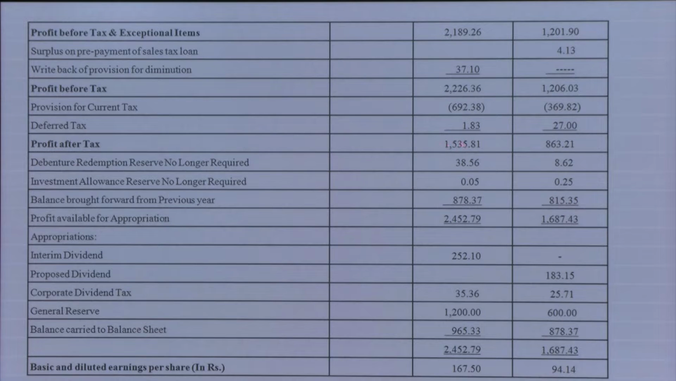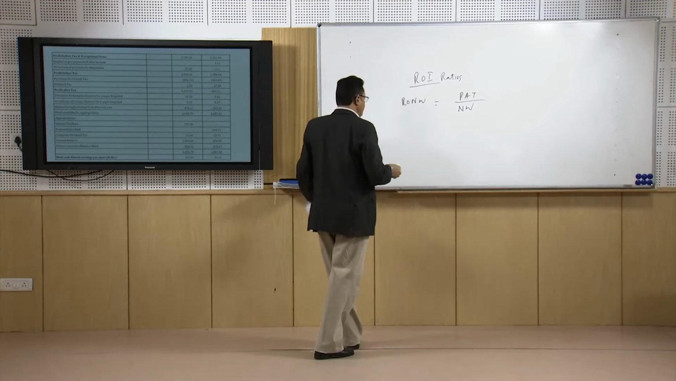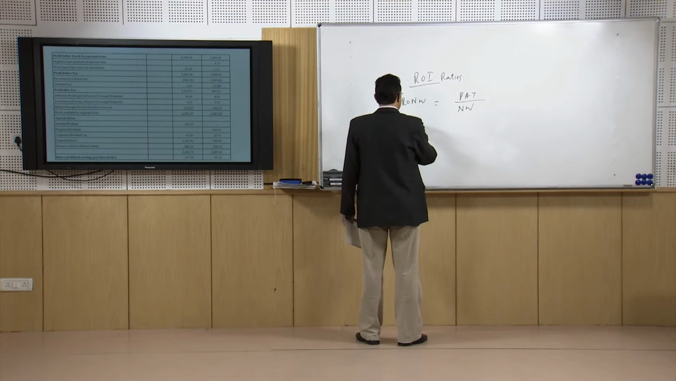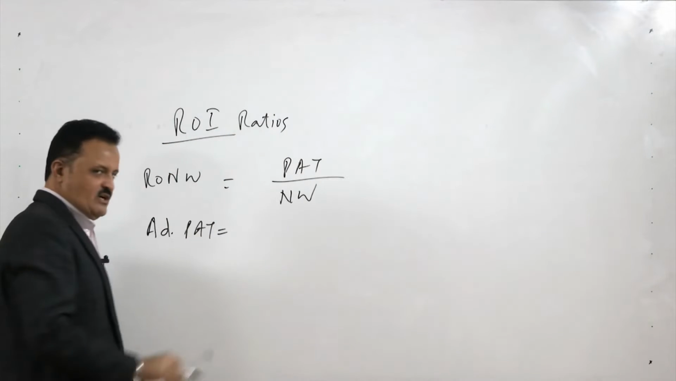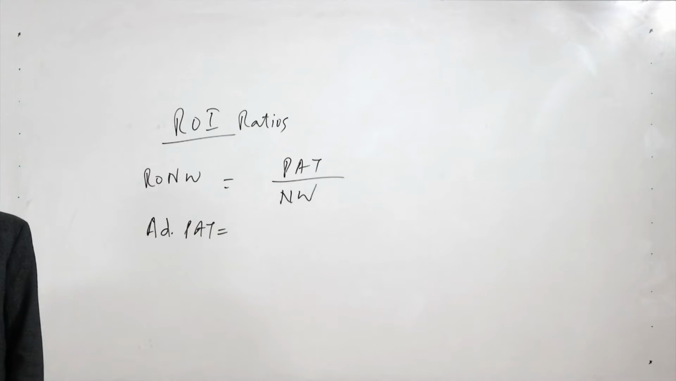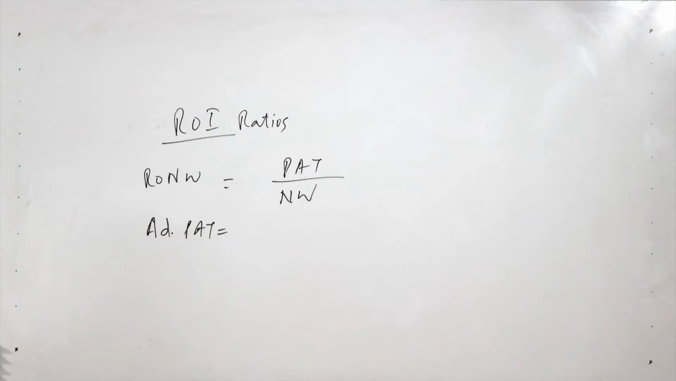In this profit we will have to make some adjustments, and once we make them, we will be calculating the real PAT. So for calculating the ratio, we will not take this profit after tax as it is. We will have to calculate the adjusted PAT.